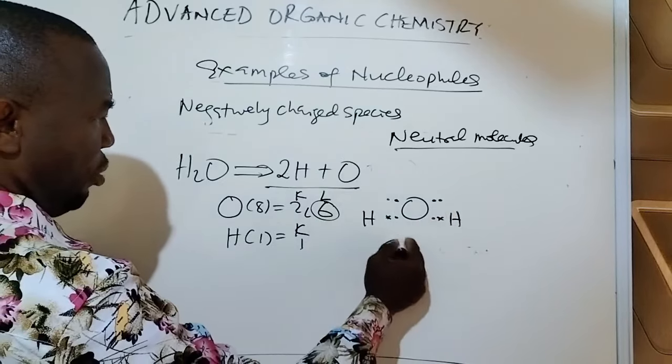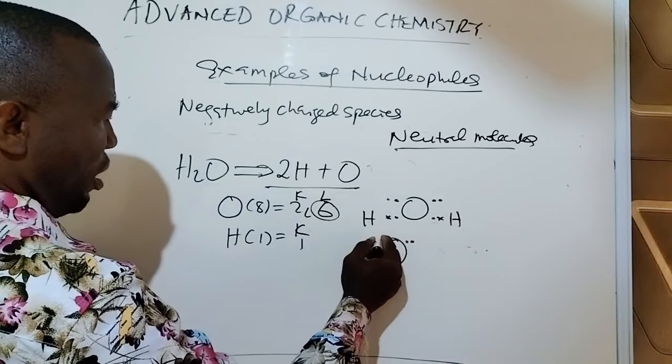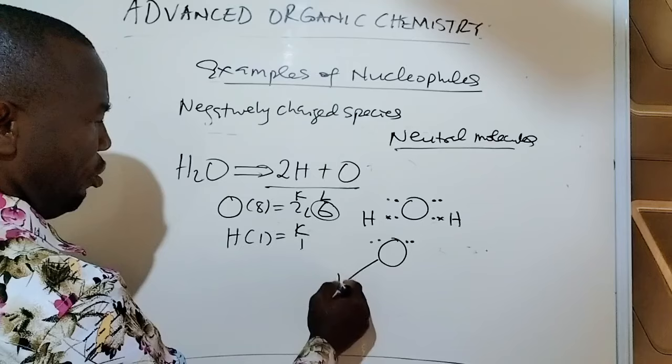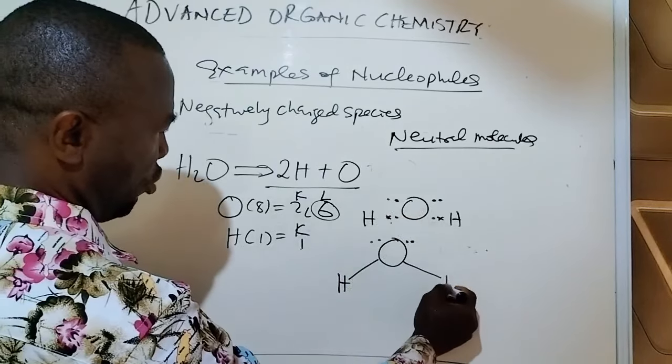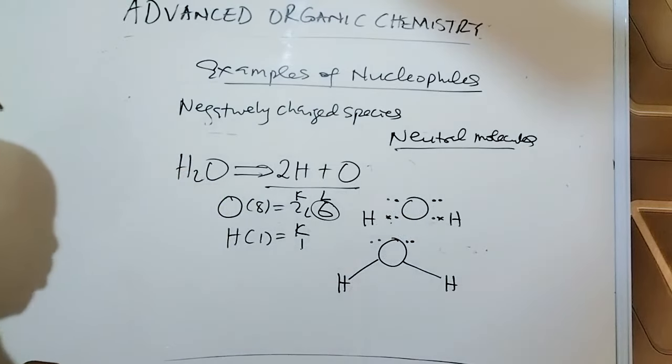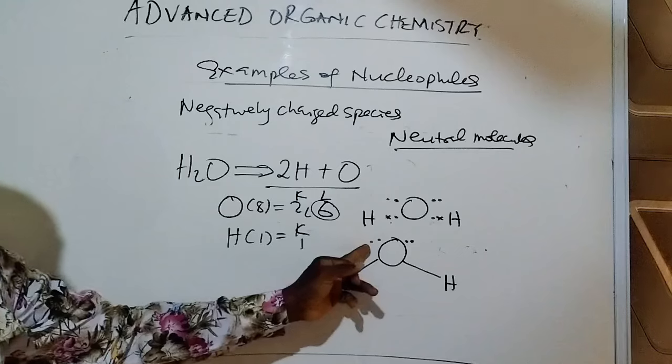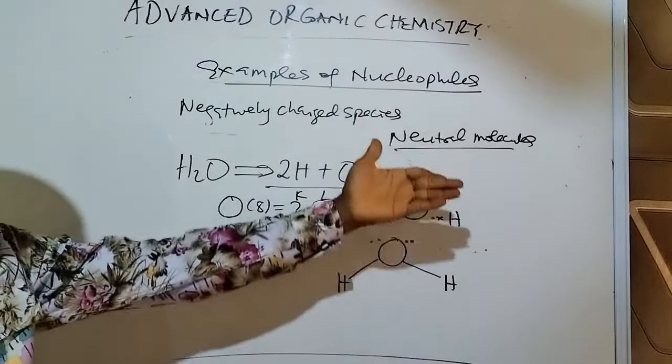So the water structure now looks like a V shape. We have this due to the repulsion between the lone pair and the bond pair. We now have the water structure in this nature. So why is water taken as a nucleophile? Because water has 2 lone pairs which it can donate for bonding.